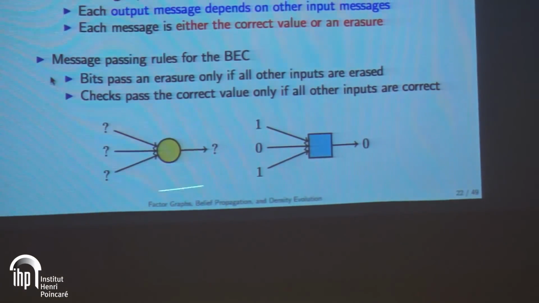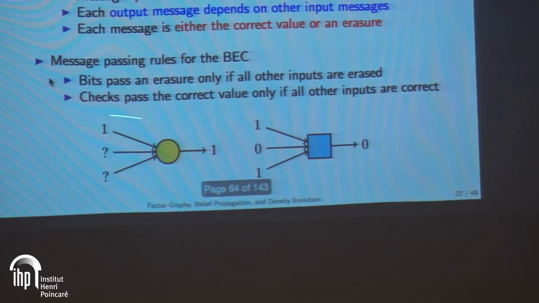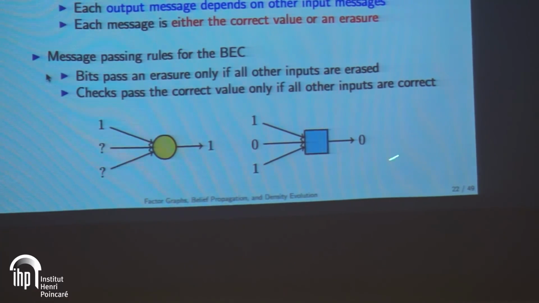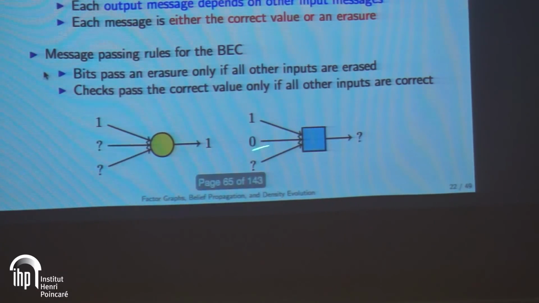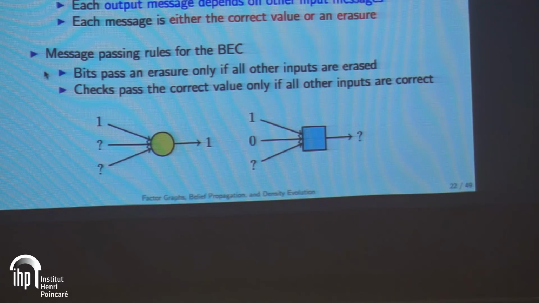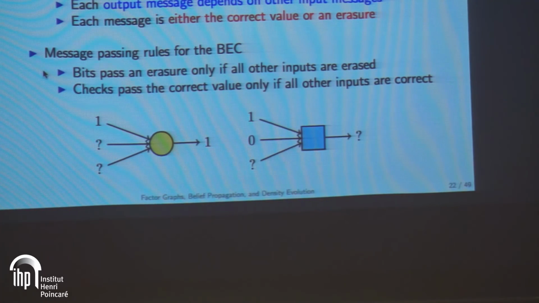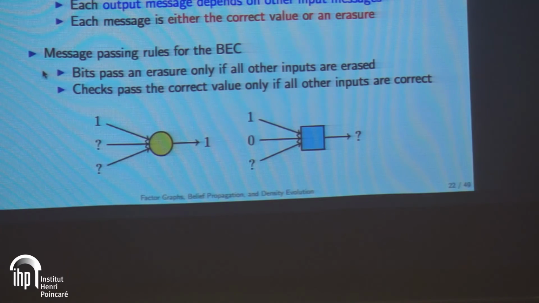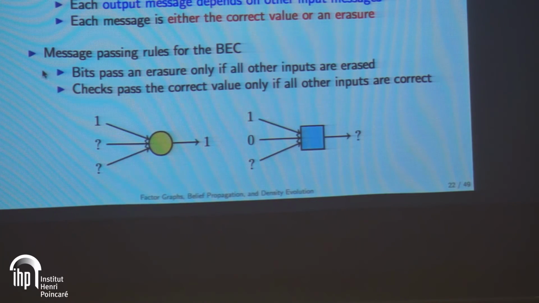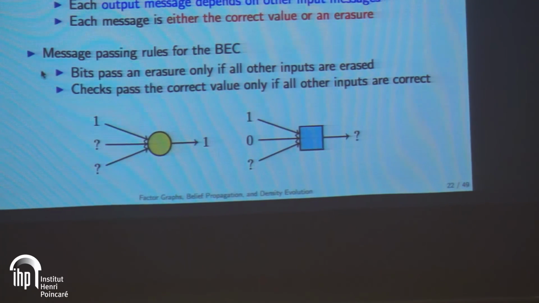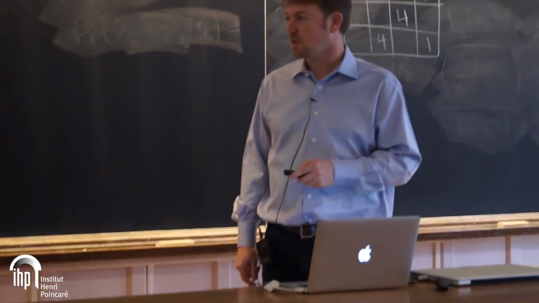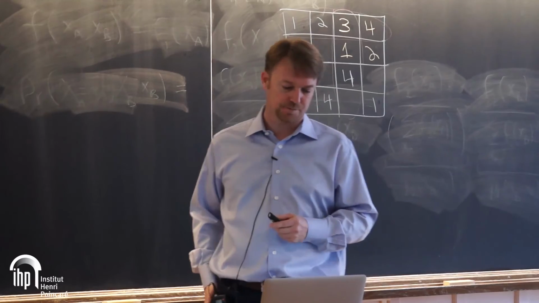So now, if we look at this guy, if I get even one variable input here, now I know this. But over here, if I have even one erasure, so if I tell you I have a set of vectors summed to 0 modulo 2, but you don't know the value of one, then you really don't know the value of any of them. So this parity function is very hard to predict if you don't know one thing. All right, so these are our message passing rules.